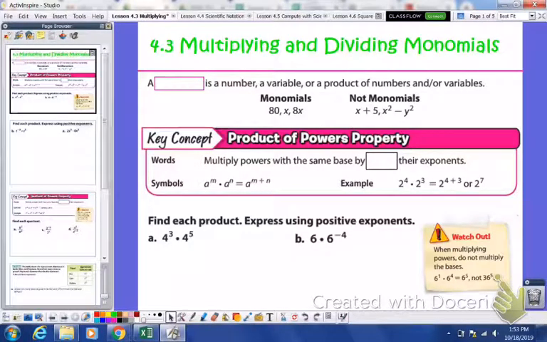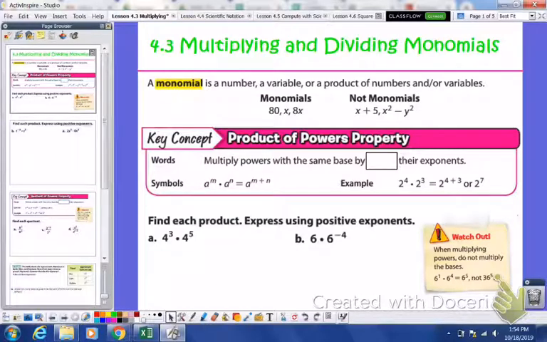So in section 3, we're going to be talking about multiplying and dividing monomials. Before we can talk about our rules for multiplying and dividing, we first need to know what a monomial is. So a monomial is a number, a variable, or a product of numbers and or variables. So we have a couple of examples and non-examples here for you. So examples of monomials would be 80, could be x, or could be 8x.